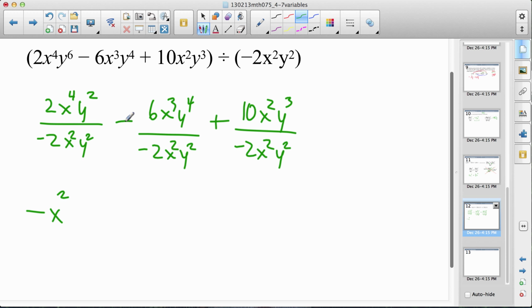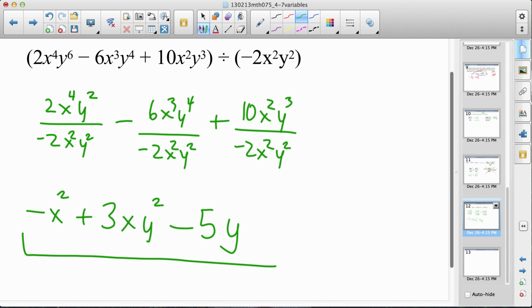Next one, I have negative divided by negative, so that'll be a positive. 6 divided by 2 is 3. Divide common bases, subtract their exponents, so x to the first. Divide common bases, subtract their exponents. Positive divided by negative is a negative. 10 divided by 2 is 5. X squared divided by x squared, factor 1 cancels. Y divided by y, subtract exponents, you get a y. So that would be the quotient of that division up there.